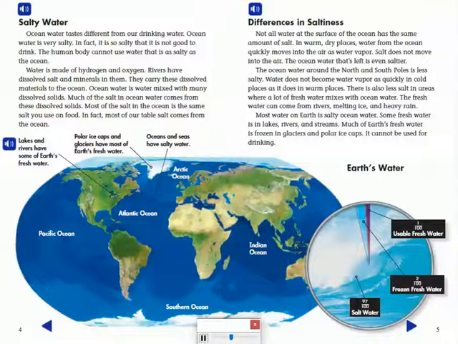Water is made of hydrogen and oxygen. Rivers have dissolved salt and minerals in them. They carry these dissolved materials to the ocean. Ocean water is water mixed with many dissolved solids. Much of the salt in ocean water comes from these dissolved solids. Most of the salt in the ocean is the same salt you use on food. In fact, most of our table salt comes from the ocean.